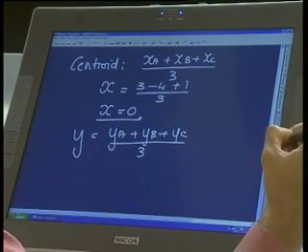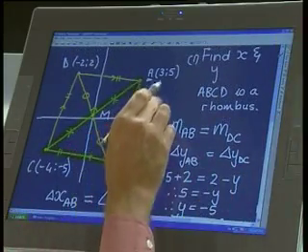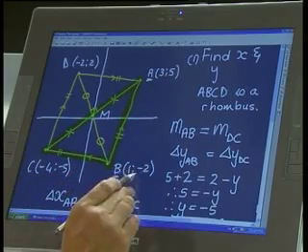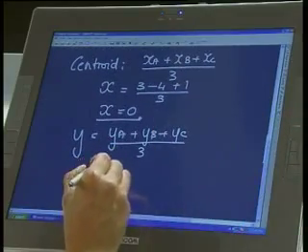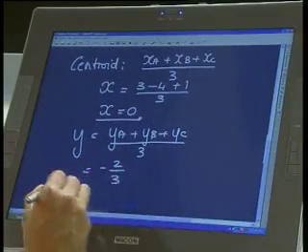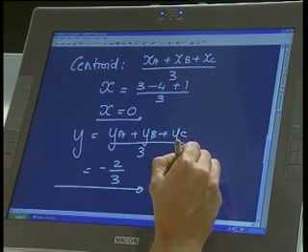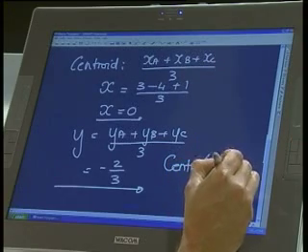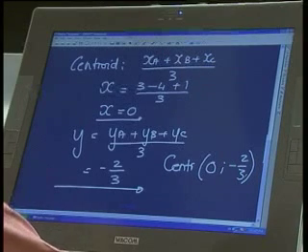Okay, let's quickly go up and get those coordinate pairs. Let's do it on the screen. 5 minus 5 is 0. Minus the 2 gives me -2. You agree? -2/3. There we go. So there's my centroid. My centroid then has coordinates of 0 and -2/3. Are you happy with that?